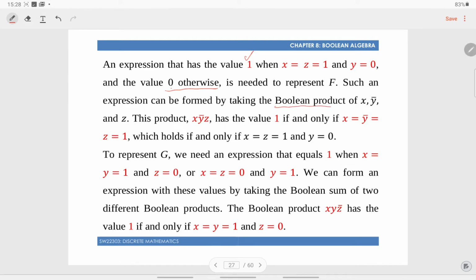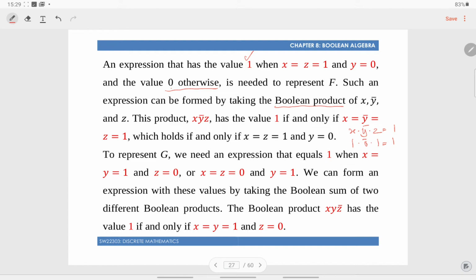Boolean product means x times y complement and z. When all these values are equal to 1, then the output is equal to 1. So how does this hold? It holds when x and z equal 1 and y equal 0, because 0 complement equals 1. So again, the product is 1.